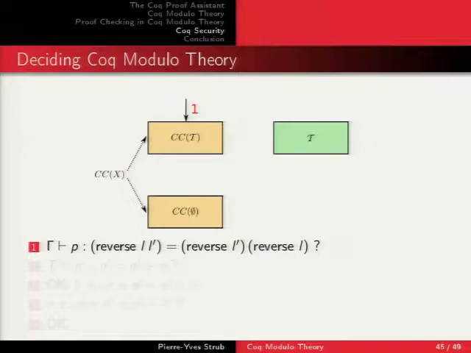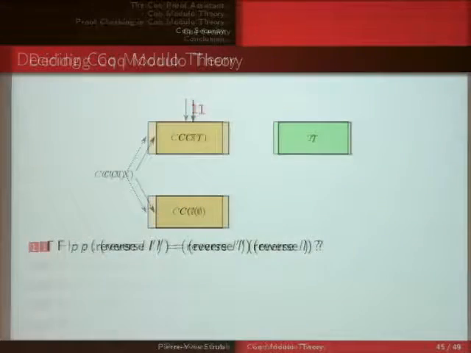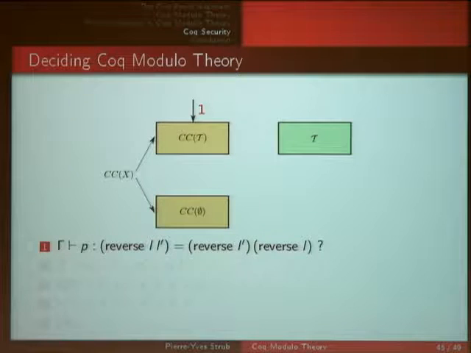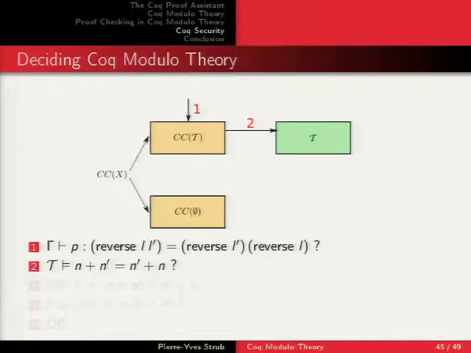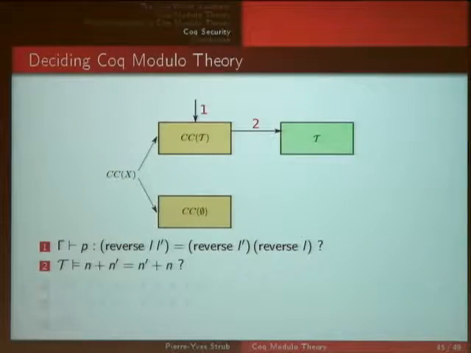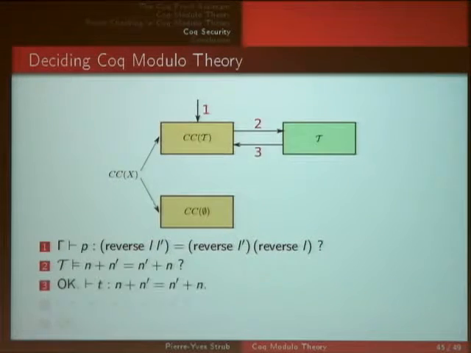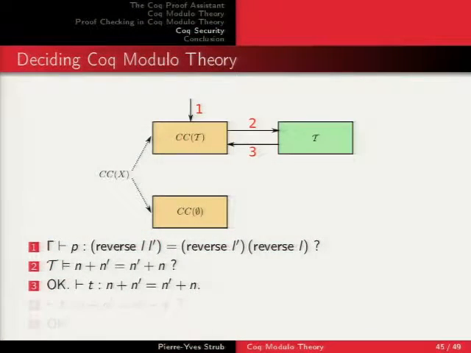And okay, you want to check that P is a proof of this list of size n plus n prime, and this list of size n prime plus n. And so you send that to the kernel. At some point, the kernel will have to do some conversion check, and this conversion check will do a call to the decision procedure, asking if n plus n prime is equal to n prime plus n. And the decision procedure is answering, yes, it is.